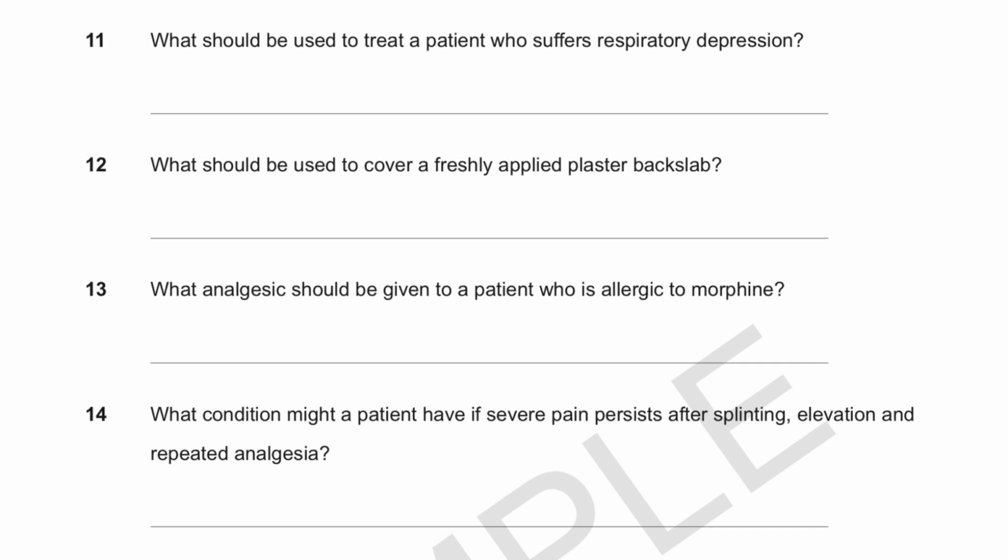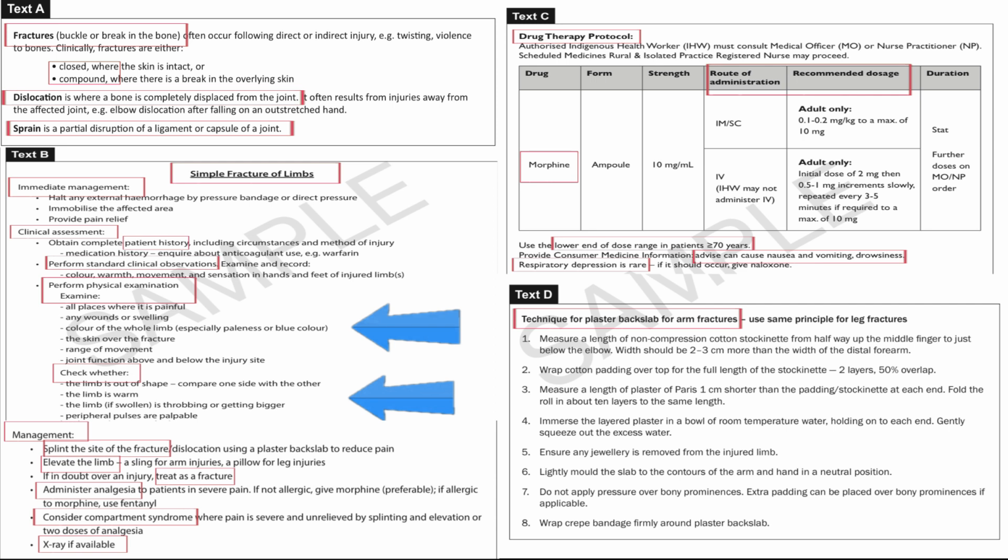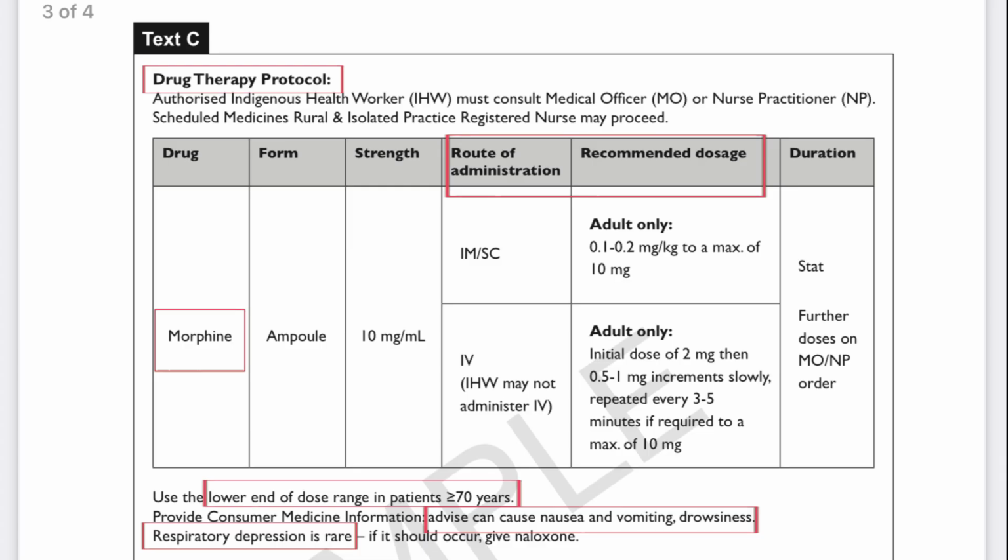Question 11. What should be used to treat a patient who suffers respiratory depression? So keywords are respiratory depression. Now we'll look at the extracts and the keywords that we found. Now we know that we can see the answer in text C because we actually found the words respiratory depression in text C while we were skimming it in the beginning.